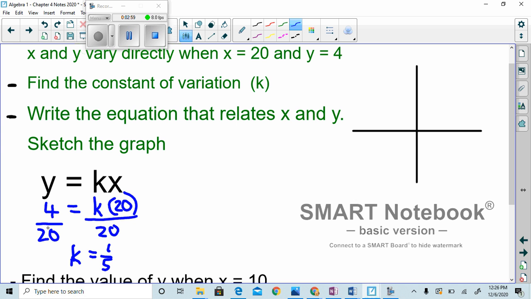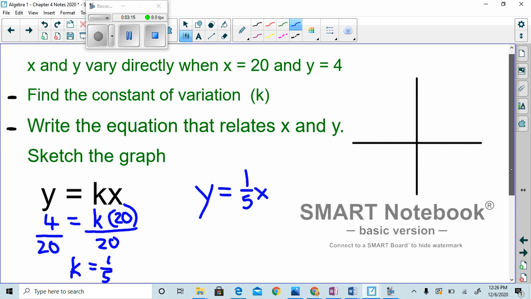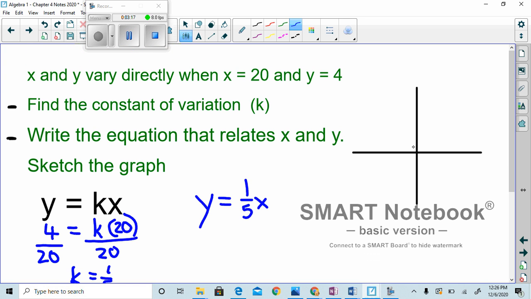It was a proper fraction that simplifies to a proper fraction. In order to write the model or the equation that relates the two, we'll just take the k and replace it with that value 1/5, and there is my equation. They ask us to sketch the graph. Model of direct variation begins at the origin. My slope is 1/5, tells me to go up 1 and over 5, and there is my line.